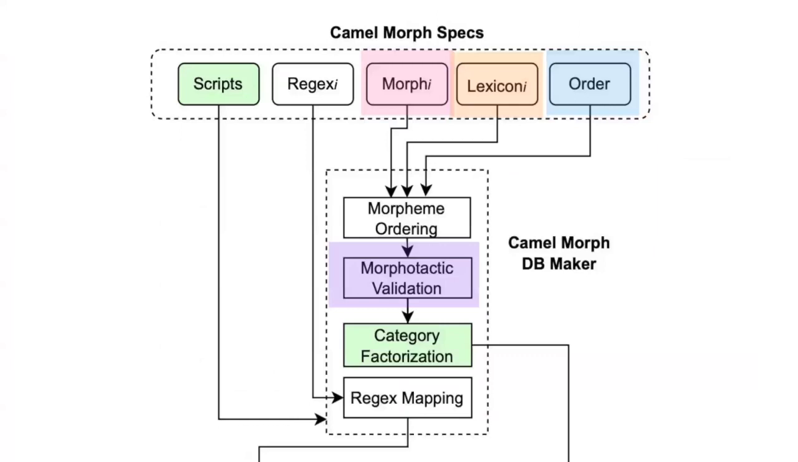Now, we make 2 extensions to the Camel Morph framework, as seen in the green color. The first extension, called category factorization, reduces redundancy by mapping categories with the same dependencies, thereby speeding up online analysis and generation. And the second one allows the framework to accept scripts that pre-process specifications before they are provided to the database maker. This feature is particularly handy when specifications can be automatically generated without human intervention.